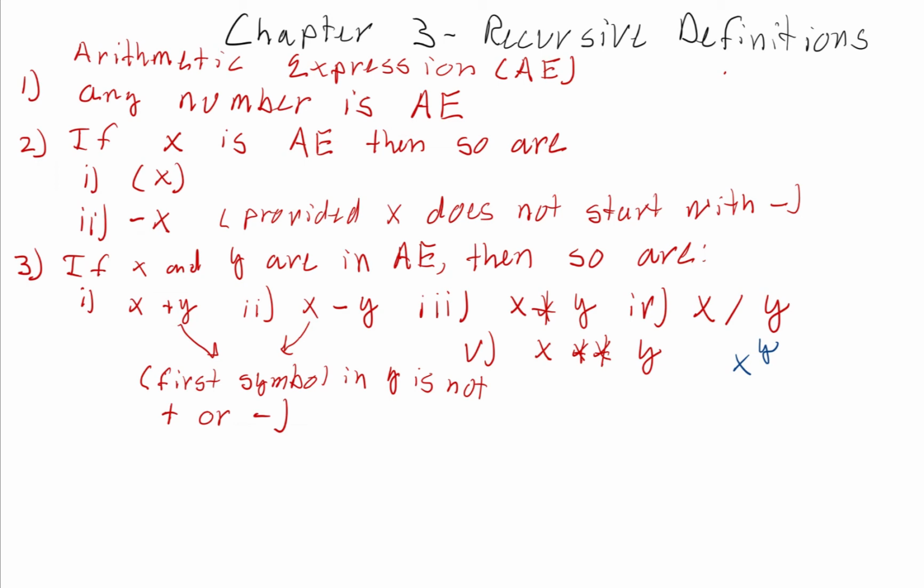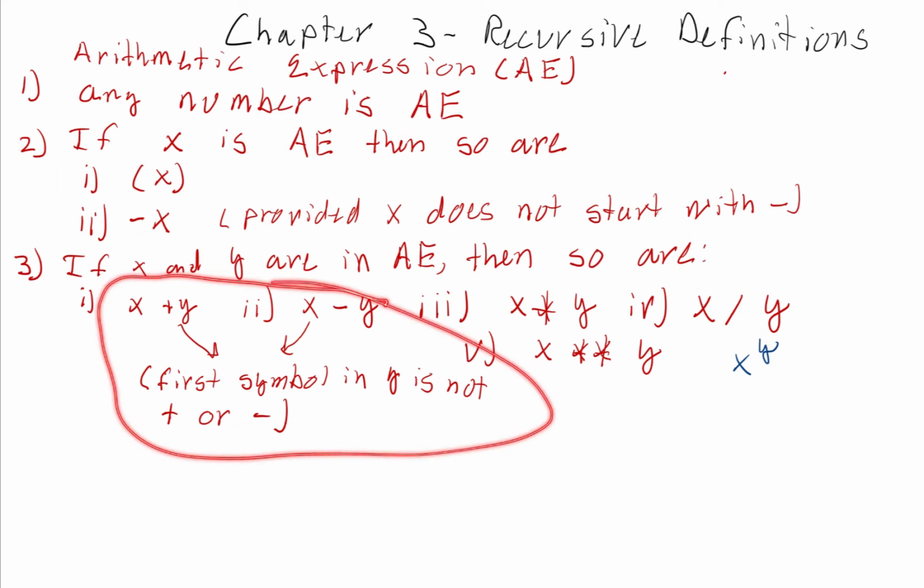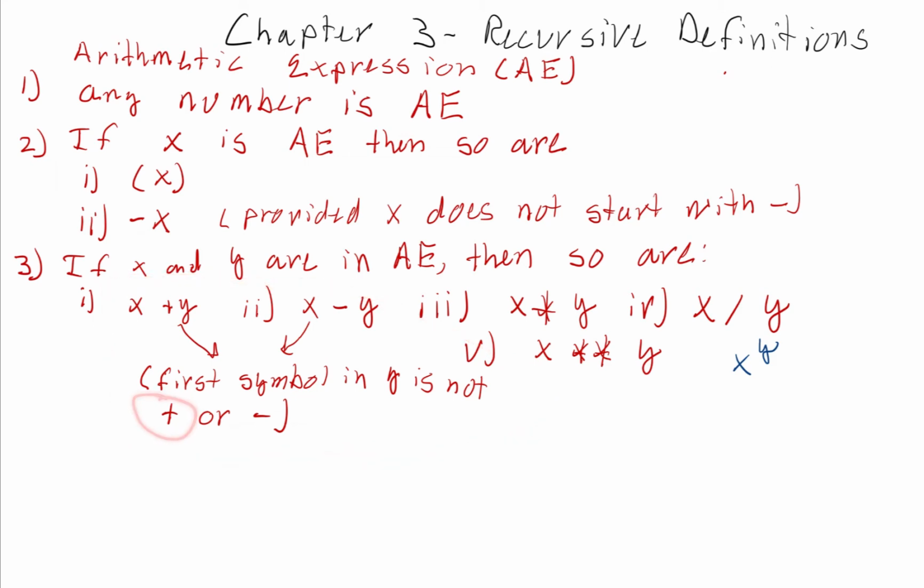Now, if you notice, the book also clarifies that we do not want two plus signs or two minus signs in a row, so y cannot start with a minus sign and then we include another minus sign in front of it. So we'd have to simplify our arithmetic expression before we type it in to our programming language.